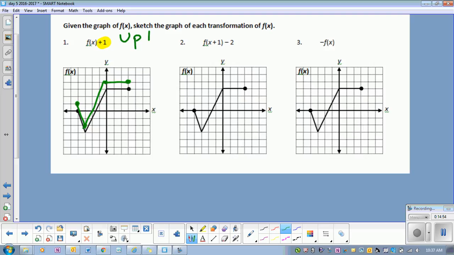Okay, let's look at the next one then. Abner, can you tell me how the next one moves? Down 2. Can I put down 2? Okay. And then how? Because I see another transformation. That one's your down 2. What about this guy?